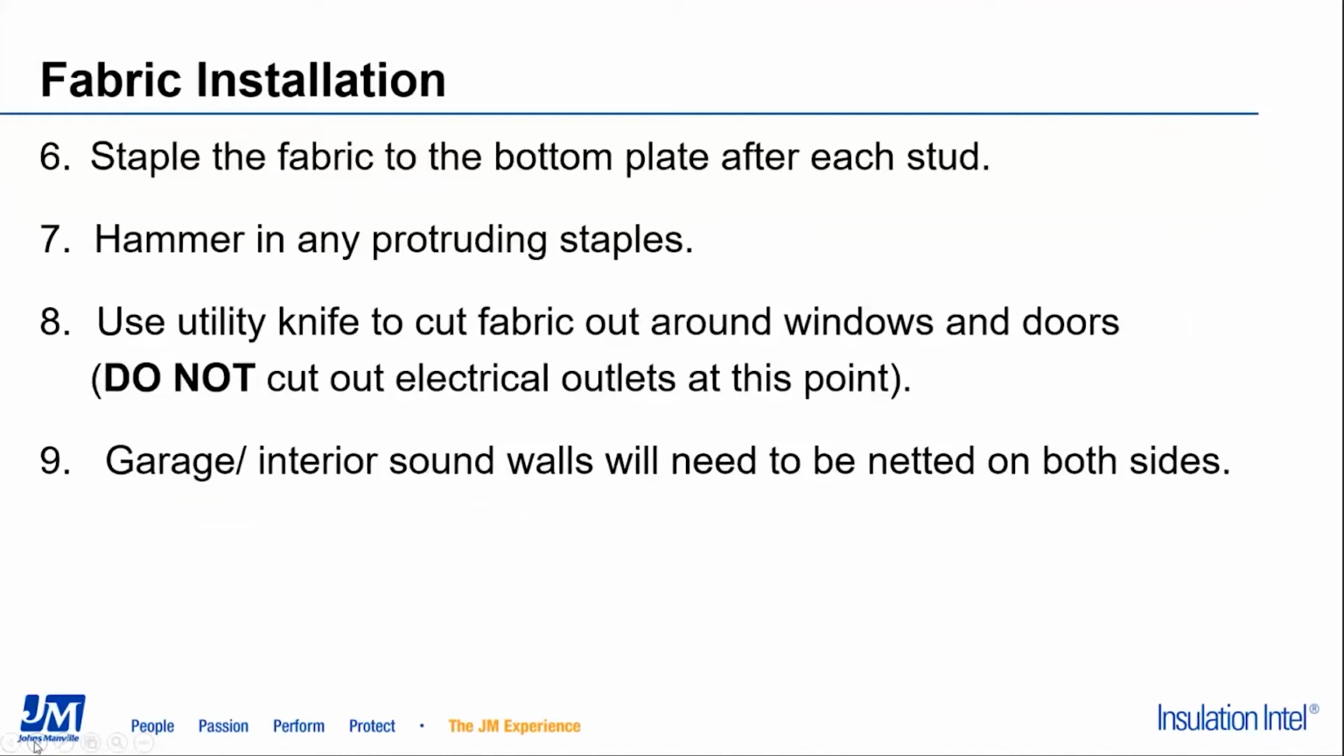After that, staple the fabric to the bottom plate after each stud. Then we go through and hammer in any protruding staples and use our utility knife to cut out fabric around windows and doors. Do not cut out electrical outlets at this point. If we cut out electrical outlets at this point, the material will tend to blow out around those outlets and create a larger mess. On garage and interior sound walls, we may need to net both sides, so just keep that in mind.